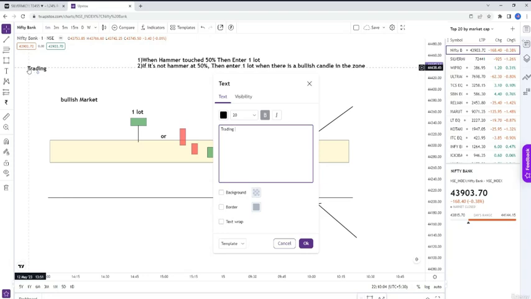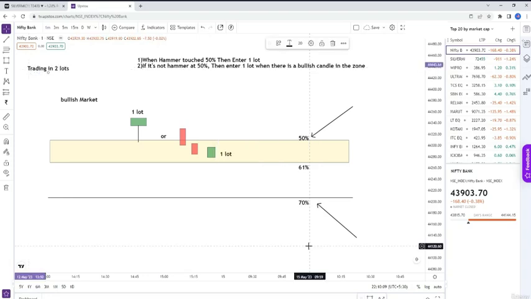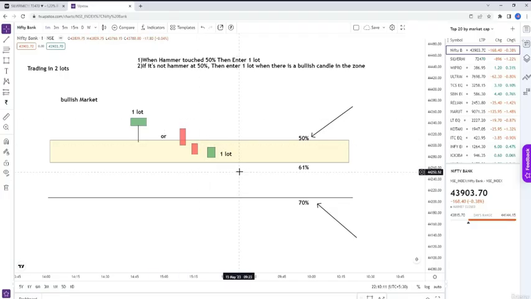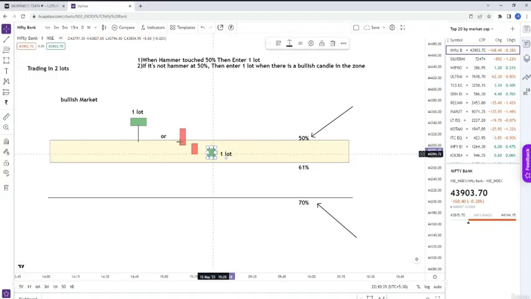I'm trading in two lots. So you can understand one lot is my 50%. If you trade in 100 lots, 50 lots, or 10 lots, you will put your 50% quantity here. So one lot is equal to 50% quantity here, or 50% quantity here. Making it simple, I don't want to confuse people. I'm putting one lot here in this scenario, or one lot here in this scenario.